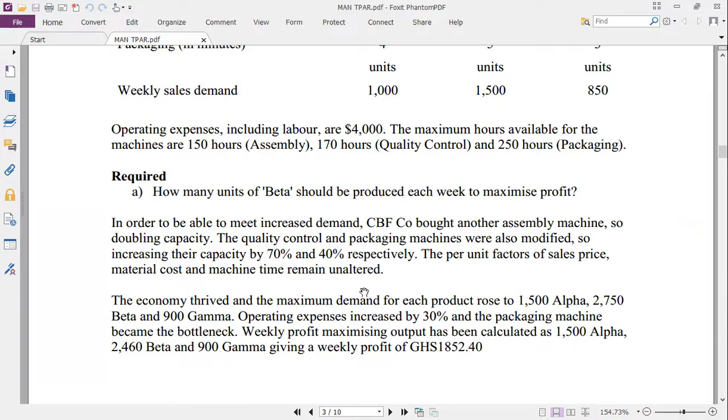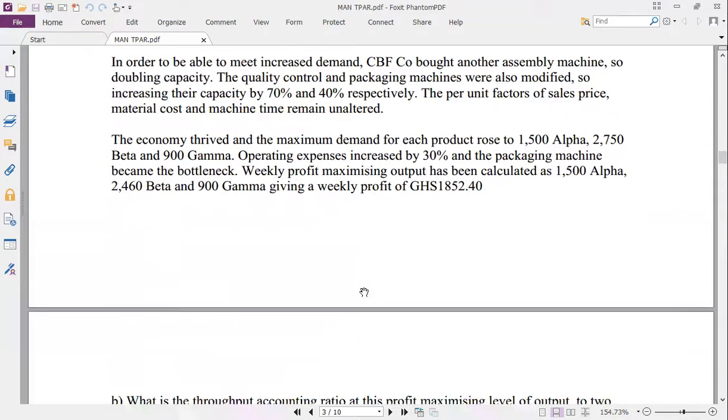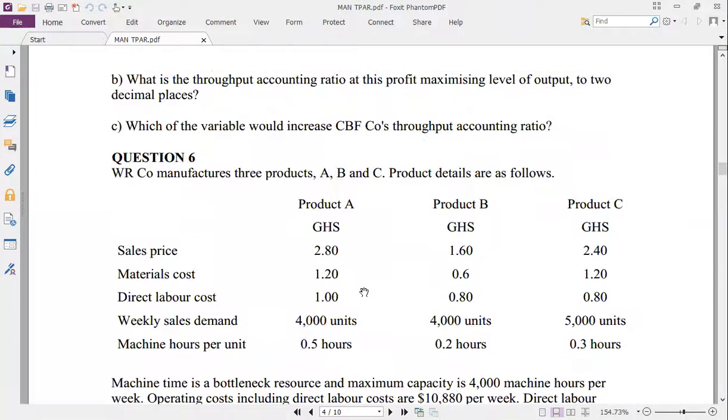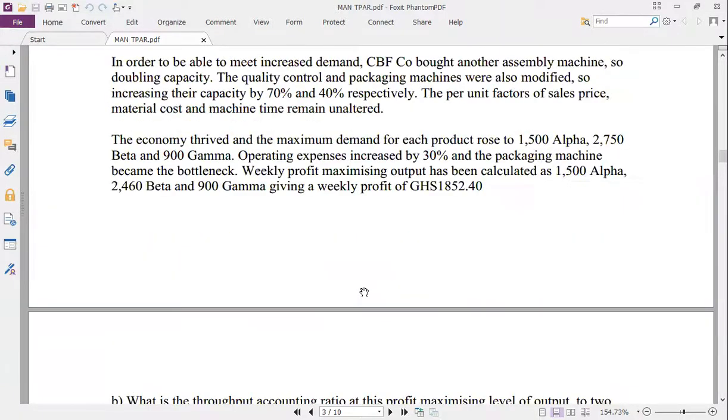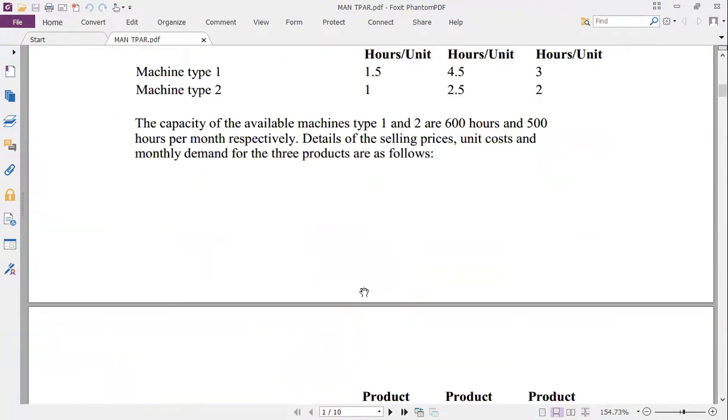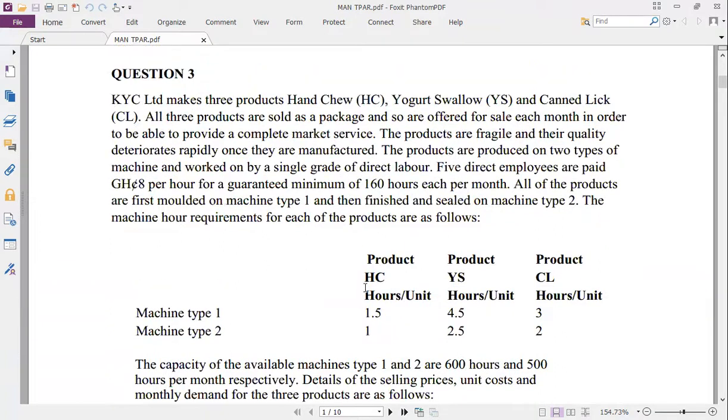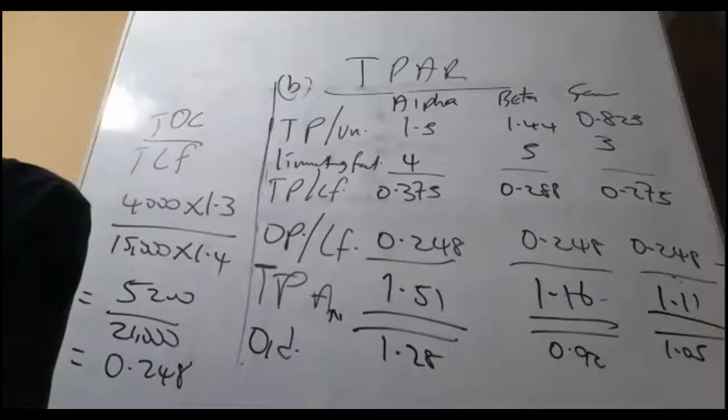On that note, we are done with this particular question. I'll go to question 3, that's the exam past question. That is the November 2018 past question. Great. But if you have any question, kindly ask before we solve that particular question.